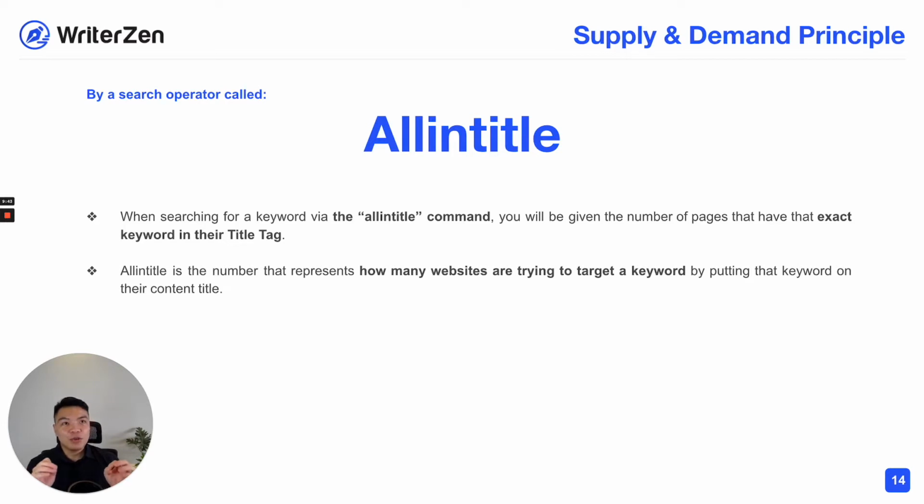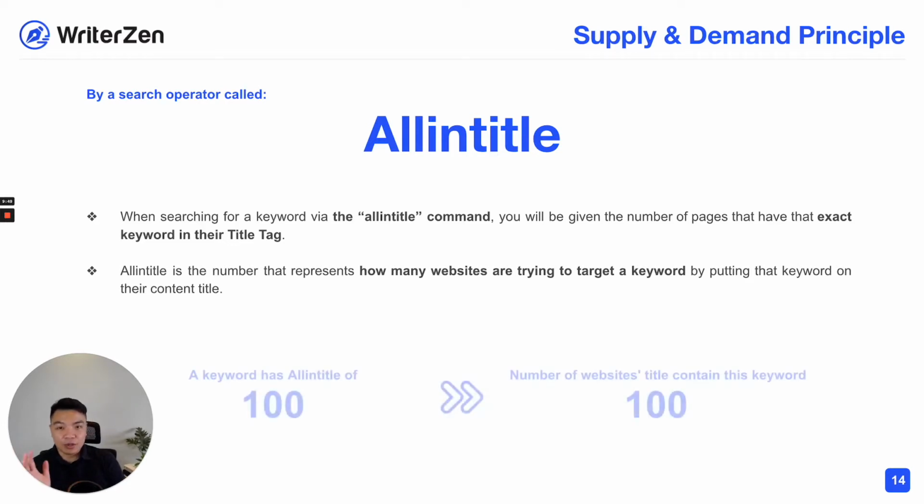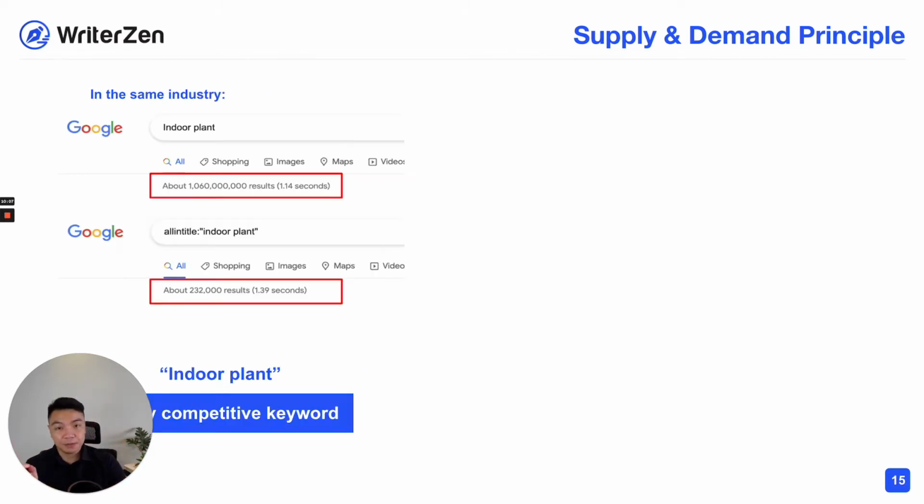So let's say you search web design, which has a search volume of 165,000, actually no, let's go into the example here. A keyword that has an allintitle of 100 means that the number of websites whose titles contain that keyword is 100. So it also means that there are 100 websites actually targeting and competing for that keyword, right? So now we slowly get into the second dimension. Let's say you get a keyword, indoor plants, right?